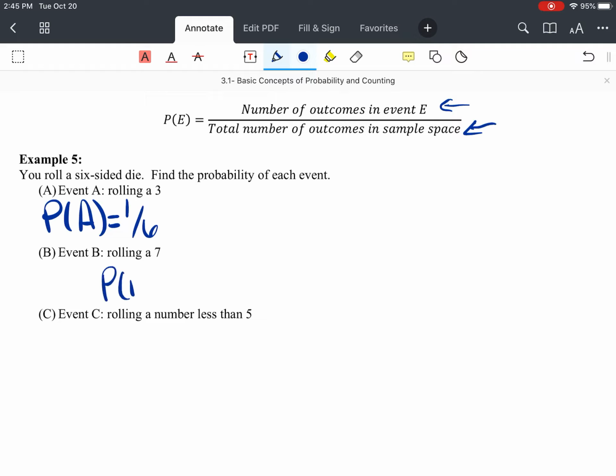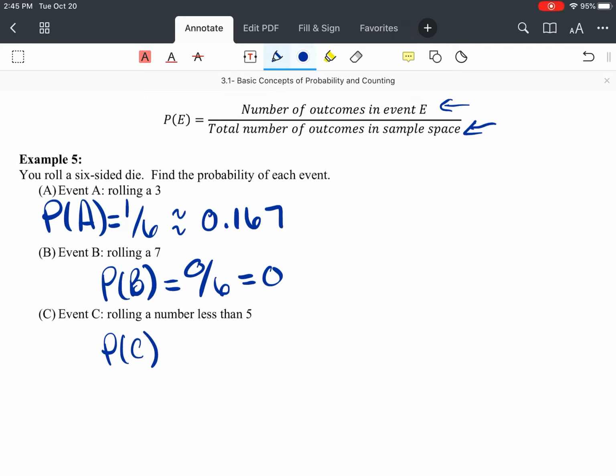Okay, so the probability of rolling a 7, so probability of B, well, there's no 7s on a die, so that'd be 0 out of 6, which is 0. And I guess we do need to convert part A into decimal, so this would be about 0.167.